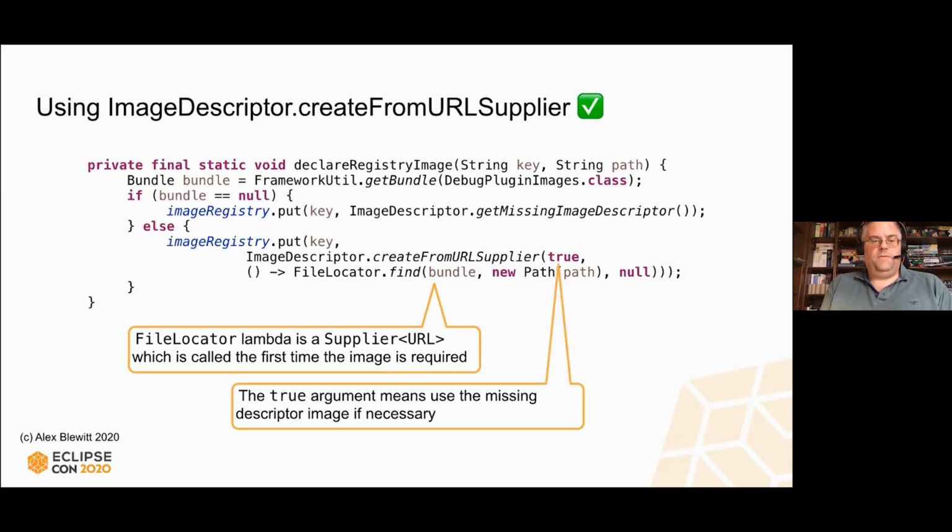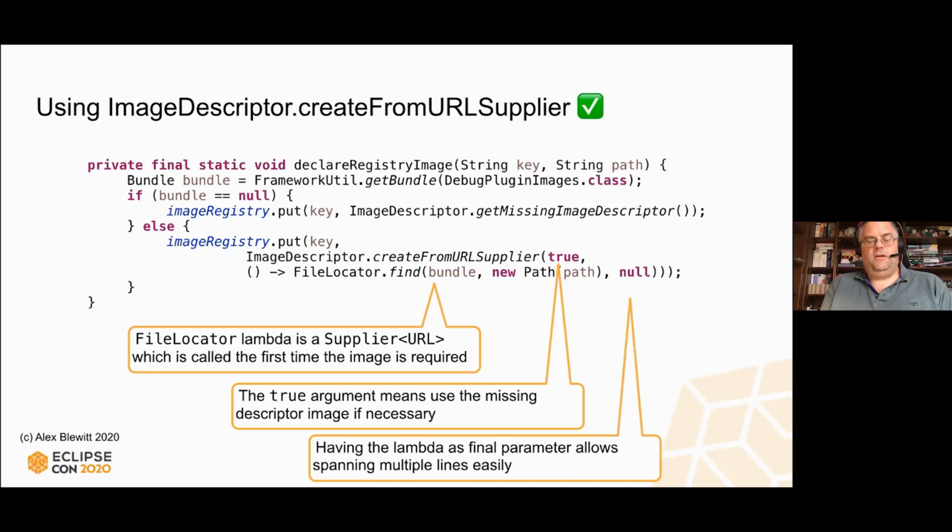The true argument for the create from URL supplier is really an indication to say, if you don't find it, what happens? If you don't find the image, you get either the missing image descriptor, like the one above, if it's true. And if it's false and it can't find it, then it will return null. So depending on what you want to do with your application, you can then have that as a variant.